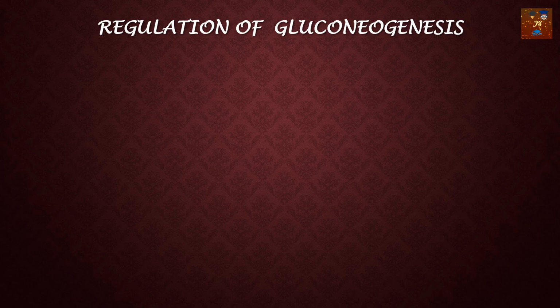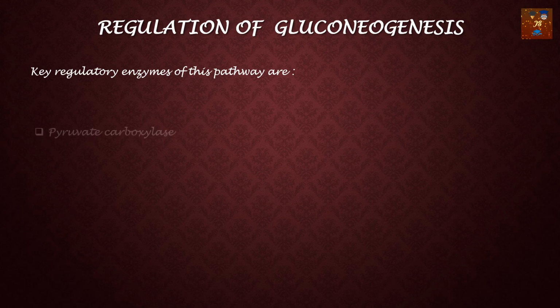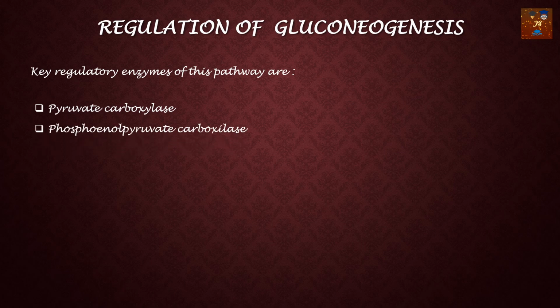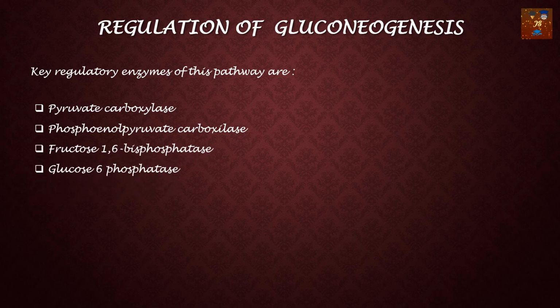Regulation of gluconeogenesis. Gluconeogenesis is regulated mainly by some enzymes and by some hormones. First of all, we will know about the regulatory enzymes of this pathway. Pyruvate carboxylase, phosphoenol pyruvate carboxykinase, then fructose 1,6-bisphosphatase, then glucose 6-phosphatase. So, these four are key regulatory enzymes of this pathway.